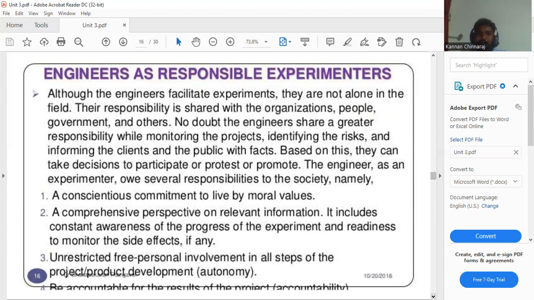The engineer, as an experimenter, owes several responsibilities to society. Namely, first one is a conscientious commitment to live by moral values. Second one is a comprehensive perspective on relevant information. It includes consent, awareness of the progress of the experiment, and readiness to monitor the side effects, if any. Third one is unrestricted free personal involvement in all steps of the product development, which means autonomy.